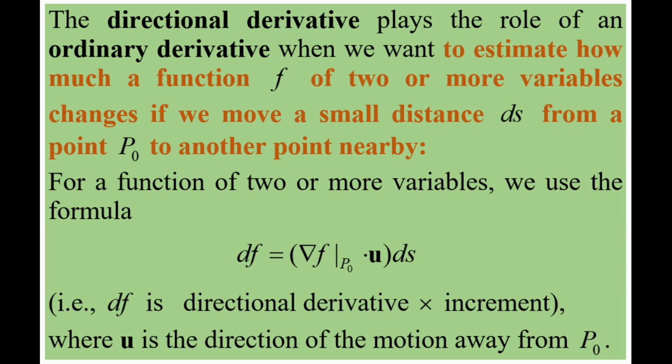For a function of two or more variables, the estimate how much a function f changes if we move a small distance ds from a point p naught to another point very near to it is given by df is equal to grad f evaluated at p naught dot u ds. We are familiar with the grad f evaluated at p naught dot u, that is the directional derivative of f at the point p naught in the direction of the unit vector u. Okay, so here we can see that df is the directional derivative times increment ds.